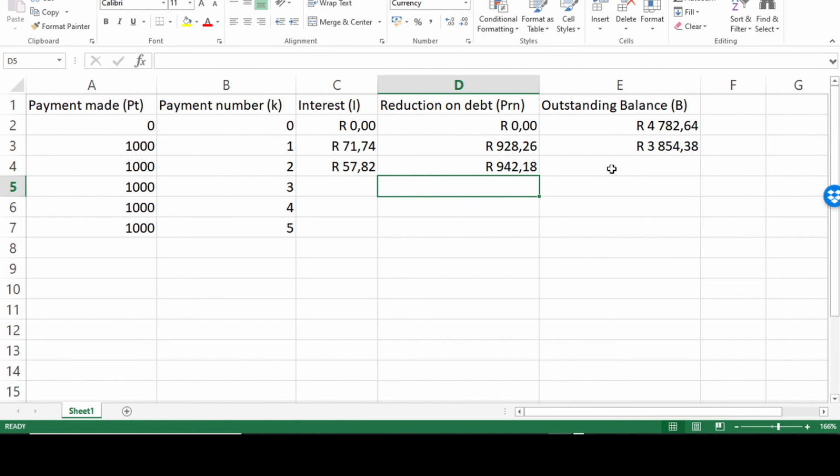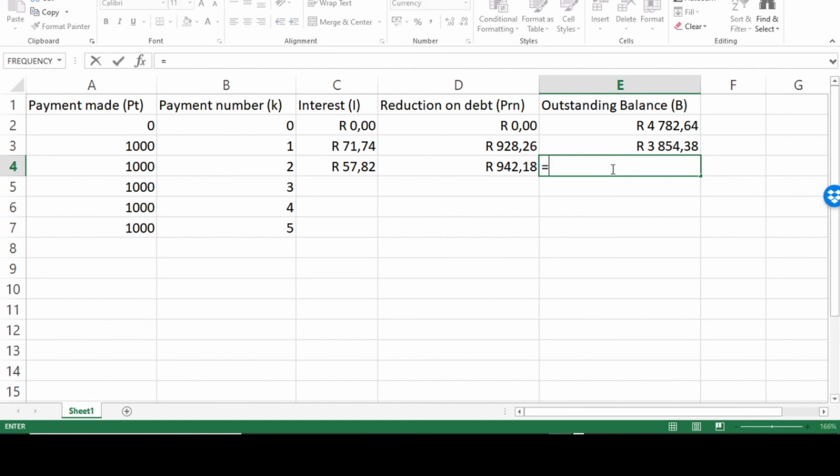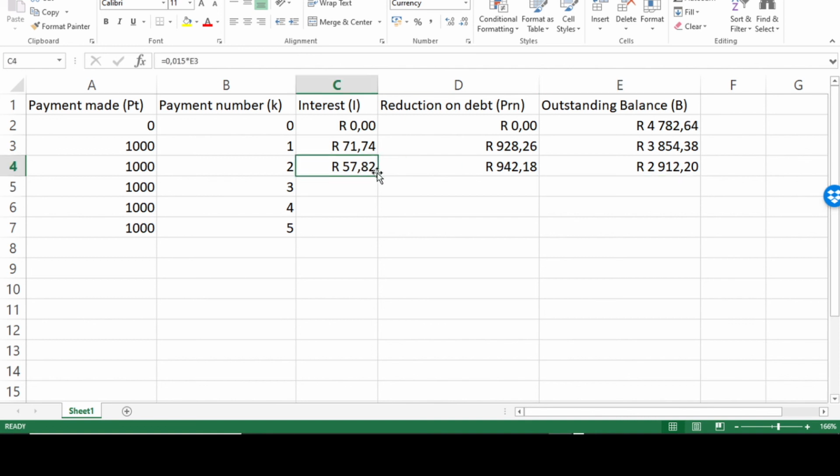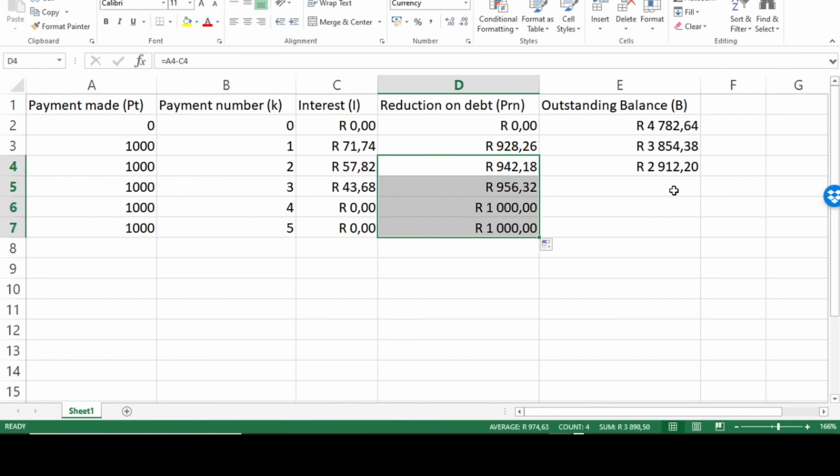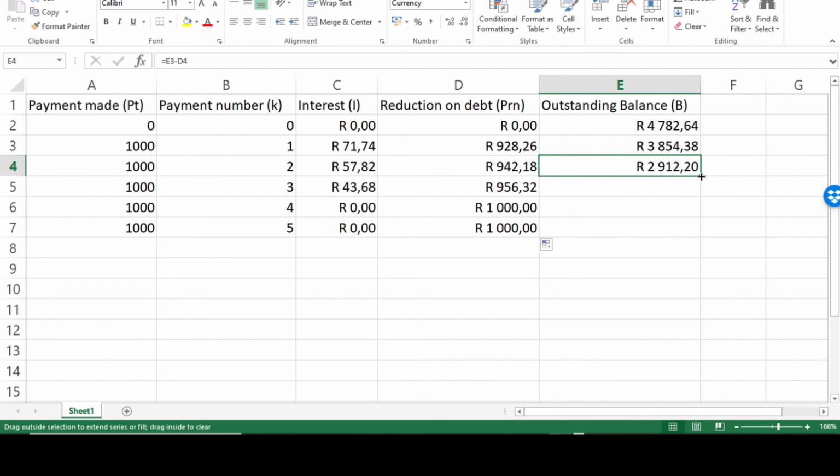So my outstanding balance at time T2 is then equal to the previous outstanding balance minus the principal portion of my payment at time T2, and that is then 2912. Again, we can continue in this fashion up until time T5. So I'm just putting down these formulas.